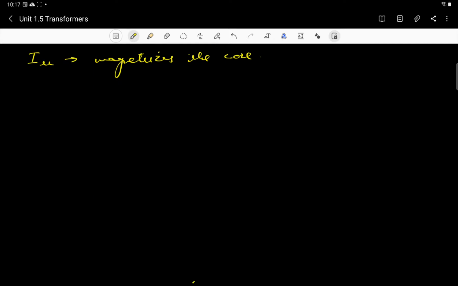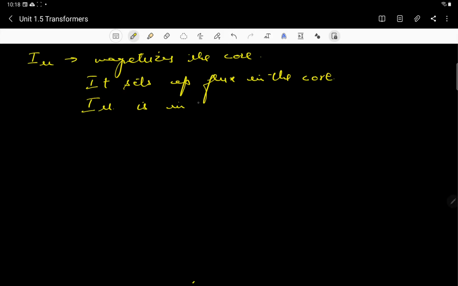And therefore it sets up flux in the core. Therefore I mu, since it is creating or setting the flux in the core, is in phase with phi m.